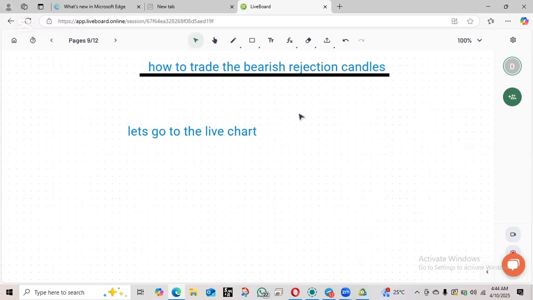So how do you trade it? You trade it exactly the same way you trade the bullish pin bar, but this time around it is in the opposite direction. You use it to find sell opportunities only. Okay, so let's go to the chart also and see exactly how it works.